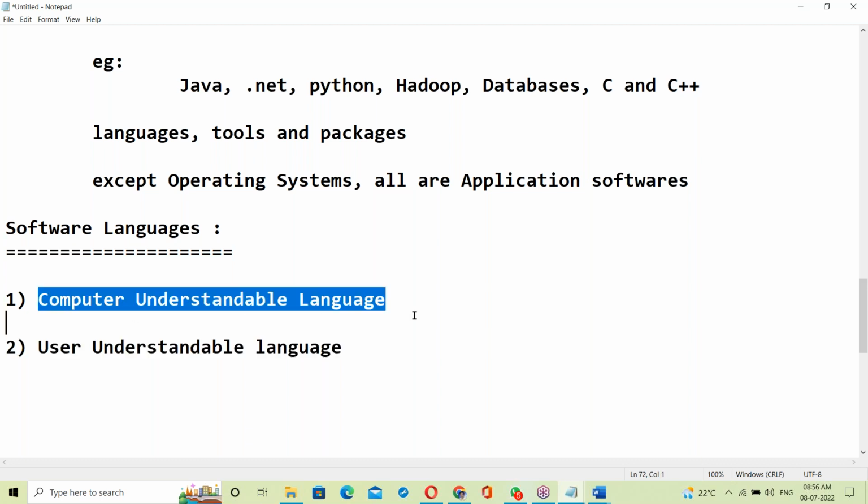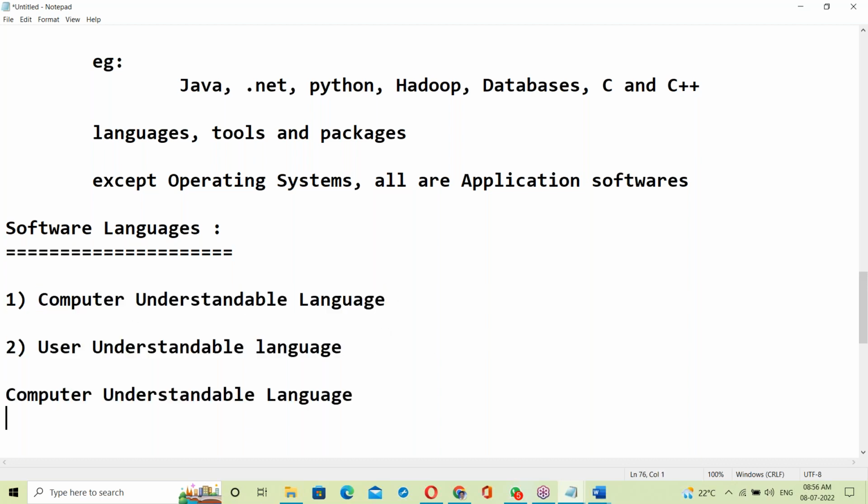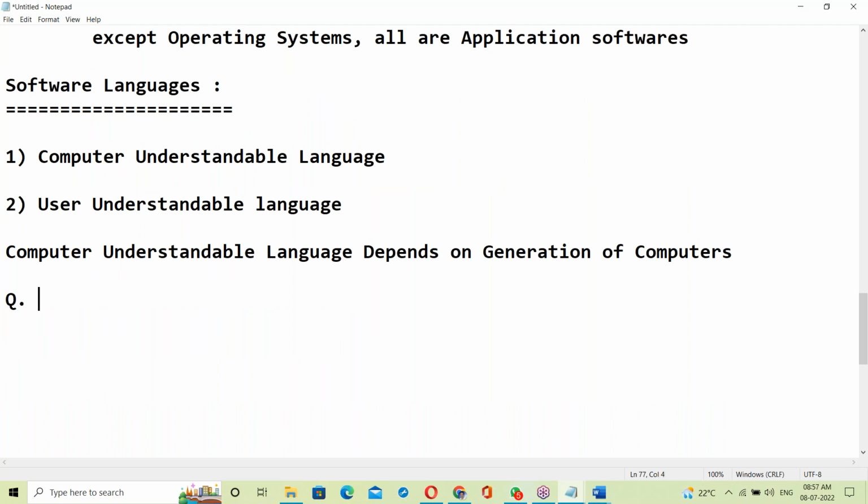So what is computer understandable language? It depends on the generation of computers. So how many generations of computers are there? Some question for you guys. How many generations of computers?